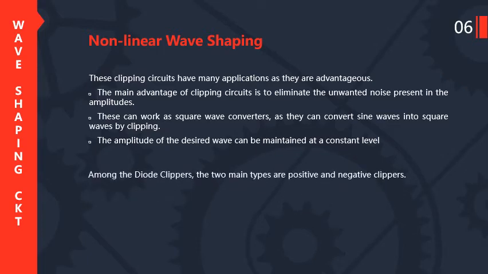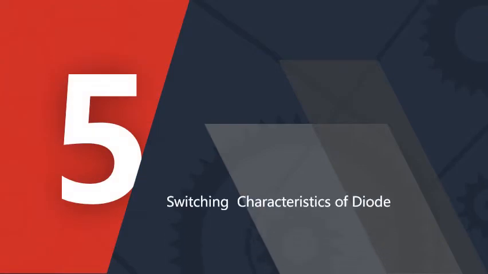Among the diode clippers, the two main types are positive and negative clippers. Next, switching characteristics of the diode.